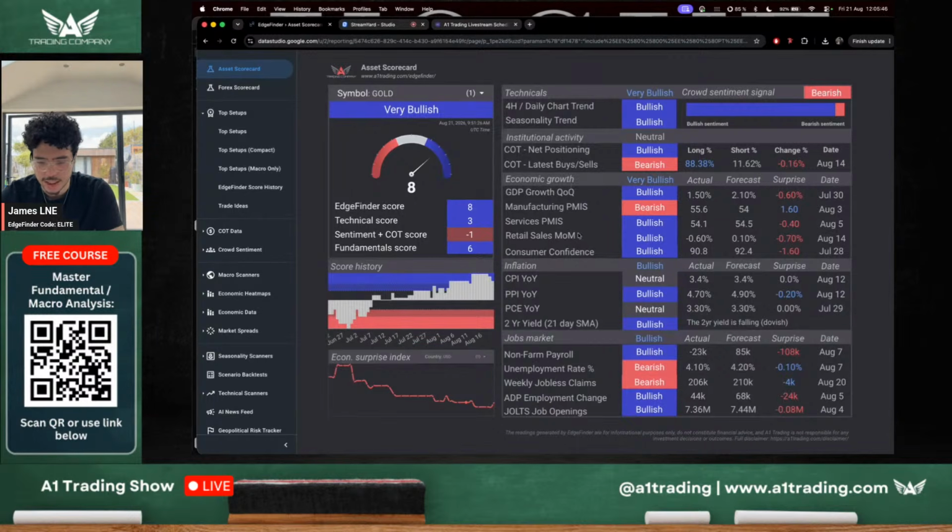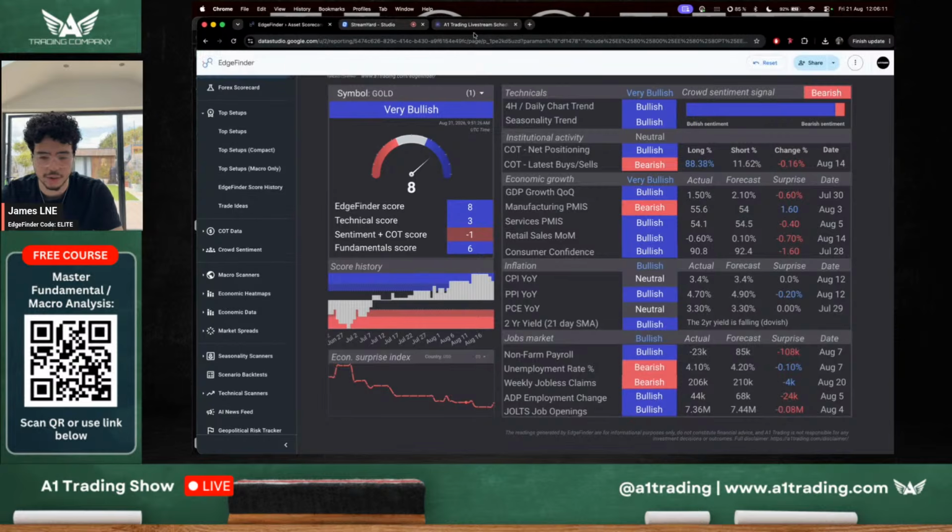As you can see, economic growth is bullish, inflation is bullish, jobs market is bullish, the technicals are bullish. Institutional positioning is neutral. Net positioning remains bullish, which is very standard for gold. However, last week's COT change, the latest buys and sells, does indicate that they actually had a negative change. So they're on the wrong side of that if they were selling off their positions.